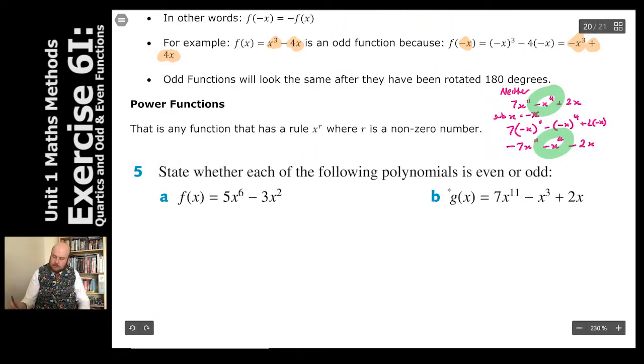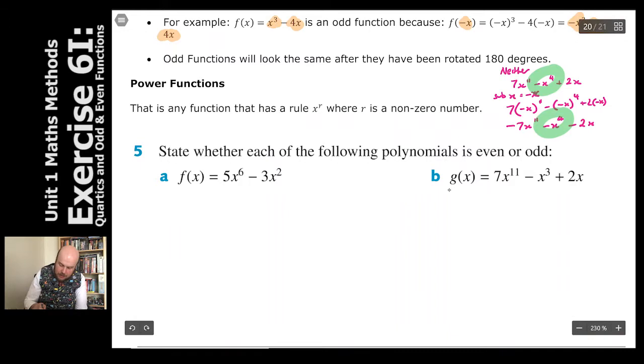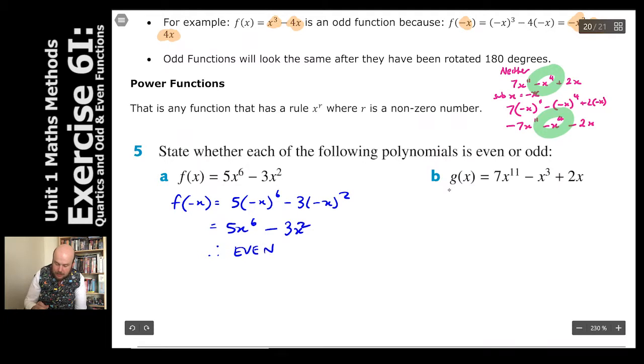So, as our examples here, we're going to see if the following polynomials are either even or odd. We'll go with f of negative x. So this is 5 times negative x to the power of 6 minus 3 times negative x squared. So that's going to be 5x to the power of 6 minus 3x squared. So therefore that's an even function.